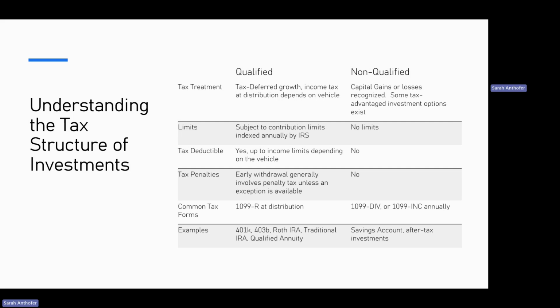In a non-qualified account, what you're going to generally see are things like a 1099-DIV or a 1099-INT, or income that we would get annually that shows any dividends or income that we receive from the non-qualified investments. Those are actually filed with your taxes as part of the income portion of your tax return.